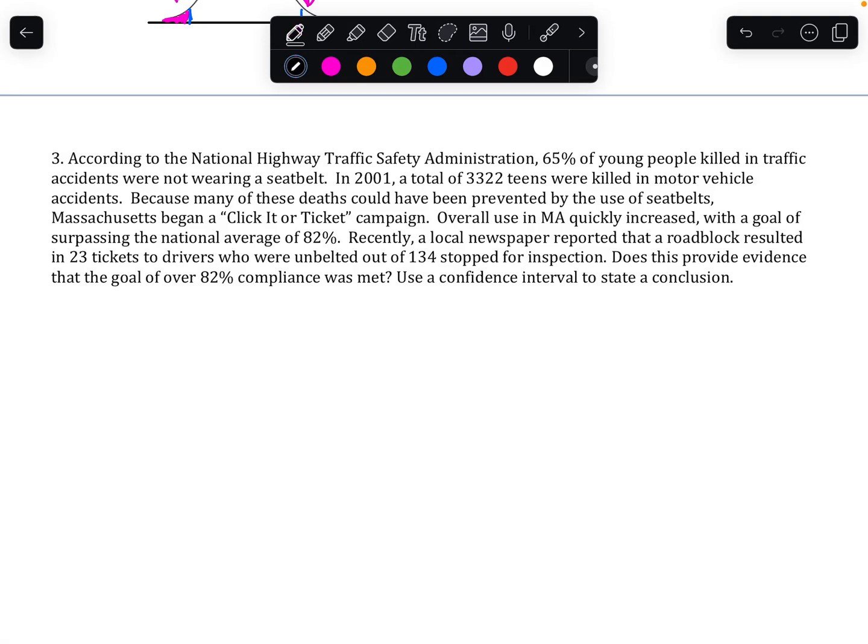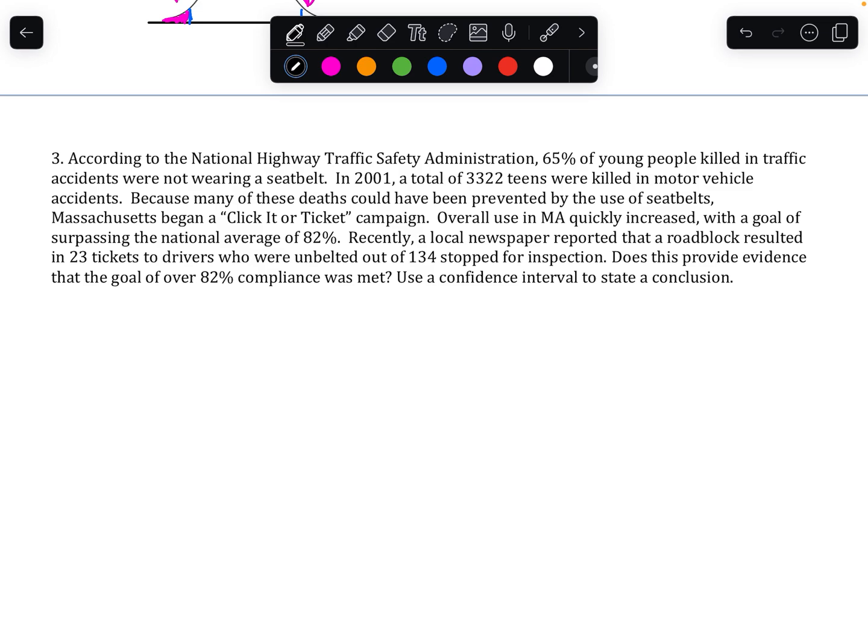All right, so we are going to go through this example. According to the National Highway Traffic Safety Administration, 65% of young people killed in traffic accidents were not wearing a seatbelt. In 2001, a total of 3,322 teens were killed in motor vehicle accidents. Because many of these deaths could have been prevented by the use of seatbelts, Massachusetts began a Click It or Ticket campaign. Overall use in Massachusetts quickly increased, with the goal of surpassing the national average of 82%.